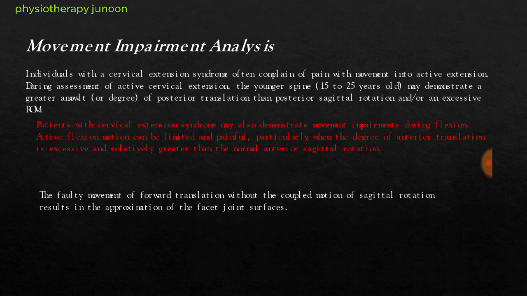An additional movement impairment with active cervical extension includes a faster rate of upper cervical extension movement compared to that observed in the lower cervical extension movements. So a patient with cervical extension syndrome may also demonstrate movement impairment during flexion.